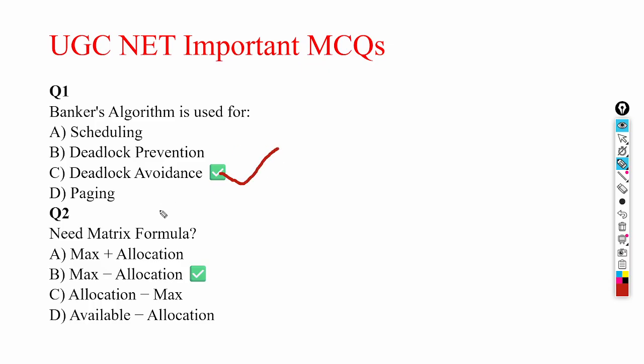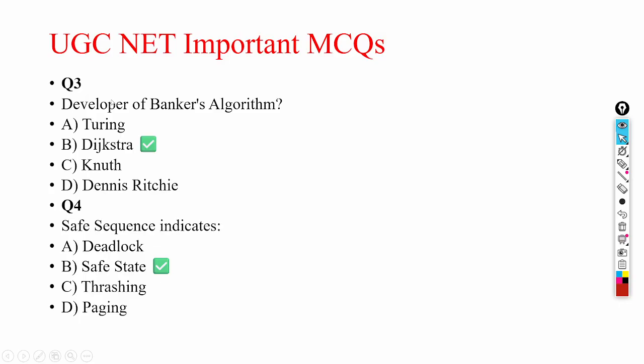What is the next one? What is the formula for the need matrix? Maximum minus allocation. These are very important objective questions and frequently appear in competitive examinations.